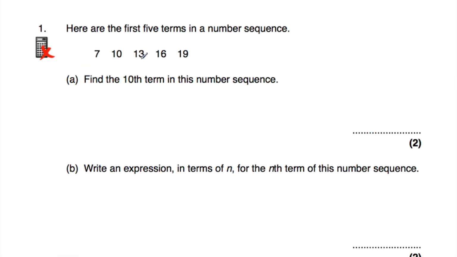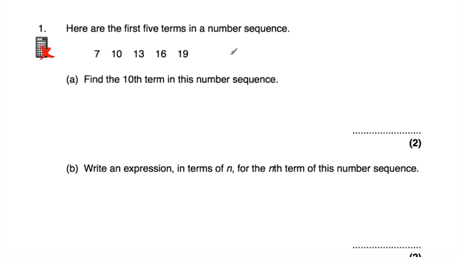Okay, question number 1. Question 1 says, here are the first 5 terms in a number sequence, and the terms are 7, 10, 13, 16 and 19. Part A says, find the 10th term in this number sequence. So we want to find the 10th term. To find the 10th term of the sequence, one approach would be to find the nth term and then substitute in 10 for n, and that would work out the 10th term of the sequence.